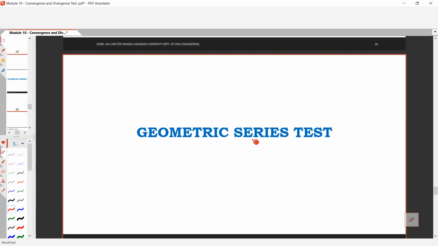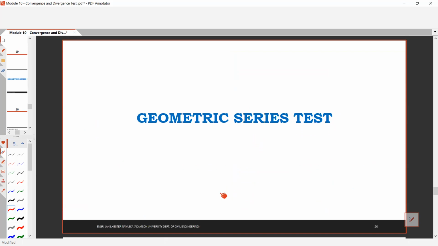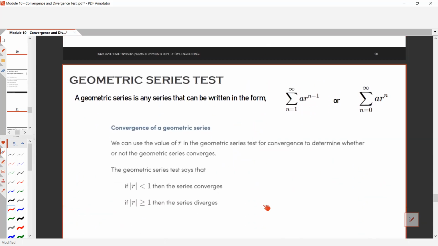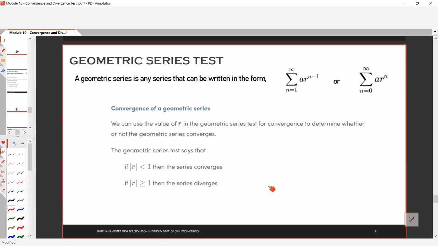Okay. Next one is the geometric series test. A geometric series is any series that can be written in the form a times r raised to n minus 1, or a times r raised to n.